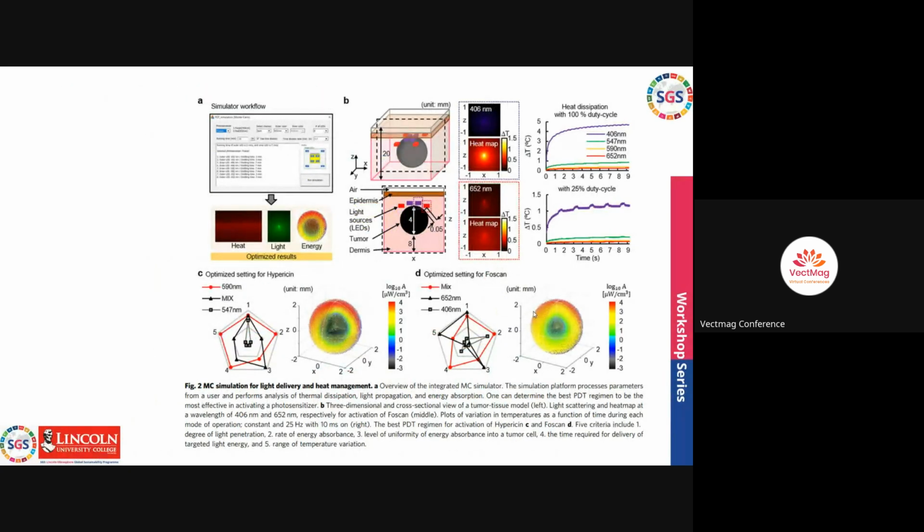Another example is where they have left the mice behind. Now they are looking at the heat maps on the tumor and heat dissipation cycles. They have studied all those things. So these are very important things which are required in a biomedical device. So that's what they are trying to do here.